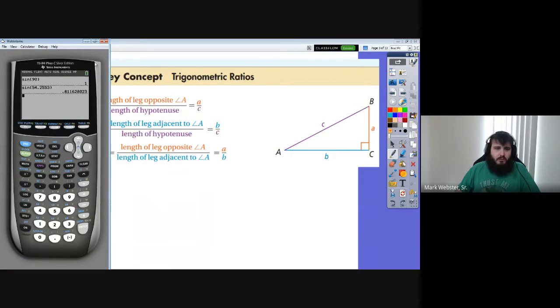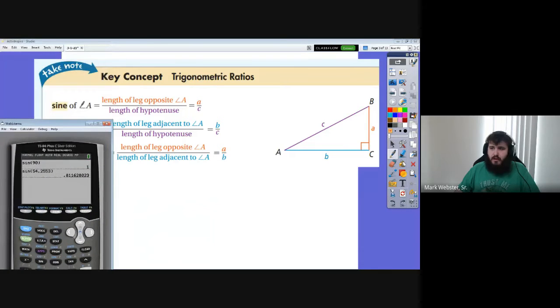This value, if you notice here, sine, represents the ratio of the opposite leg, the leg that's opposite to the angle that we're talking about, to the length of the hypotenuse. That is to say, if I know that this angle is 54.2553 degrees, then if I take the measurement of the opposite side and divide it by the measurement of the hypotenuse side, this is the value I will always get.